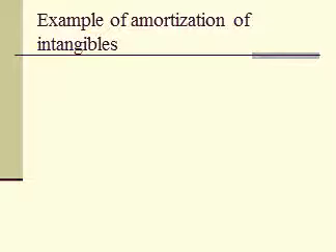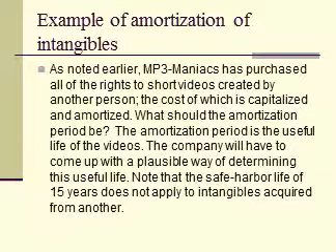Here's an example of the amortization of intangibles. As noted earlier, MP3 Maniacs has purchased all of the rights to short videos created by another person, the cost of which is capitalized and amortized. What should the amortization period be? The amortization period is the useful life of the videos. The company will have to come up with a plausible way of determining this useful life. Note that the safe harbor life of 15 years does not apply to intangibles acquired from another.